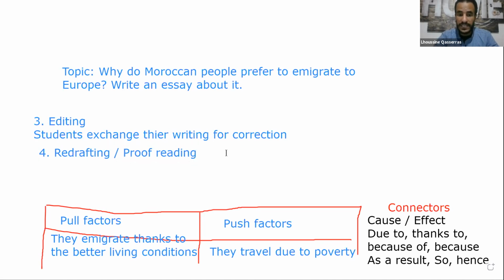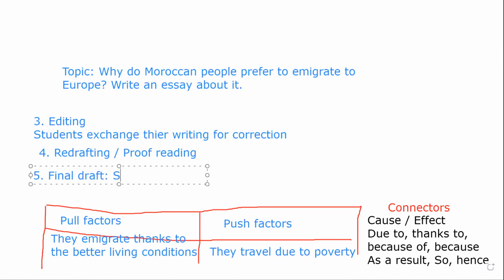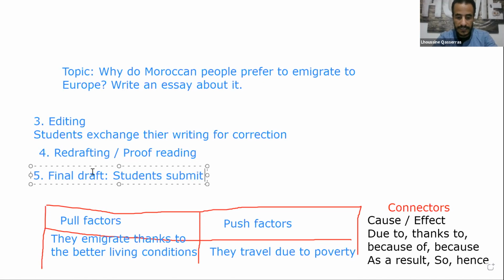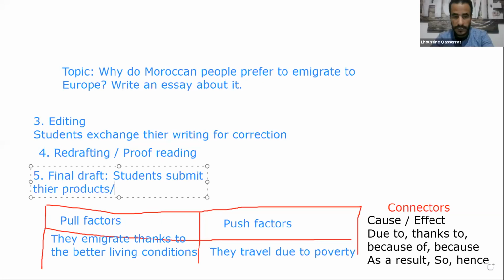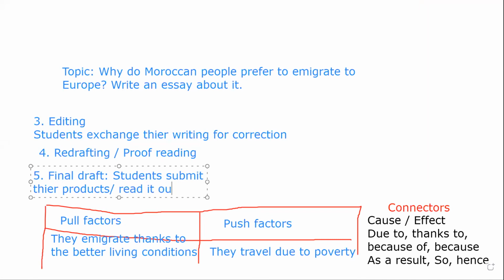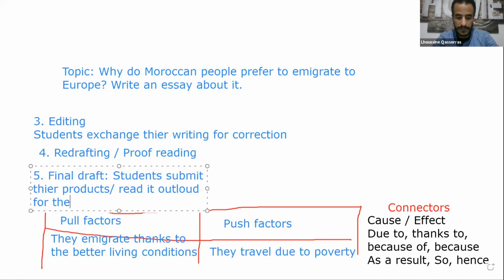Good. Once they finish, the last stage is, we call it the final. It's number 5. The final draft. What does it mean, the final draft? You present your product. The final draft means students submit their products, or read it out loud. Sorry. Read it out loud for the whole class. Okay.